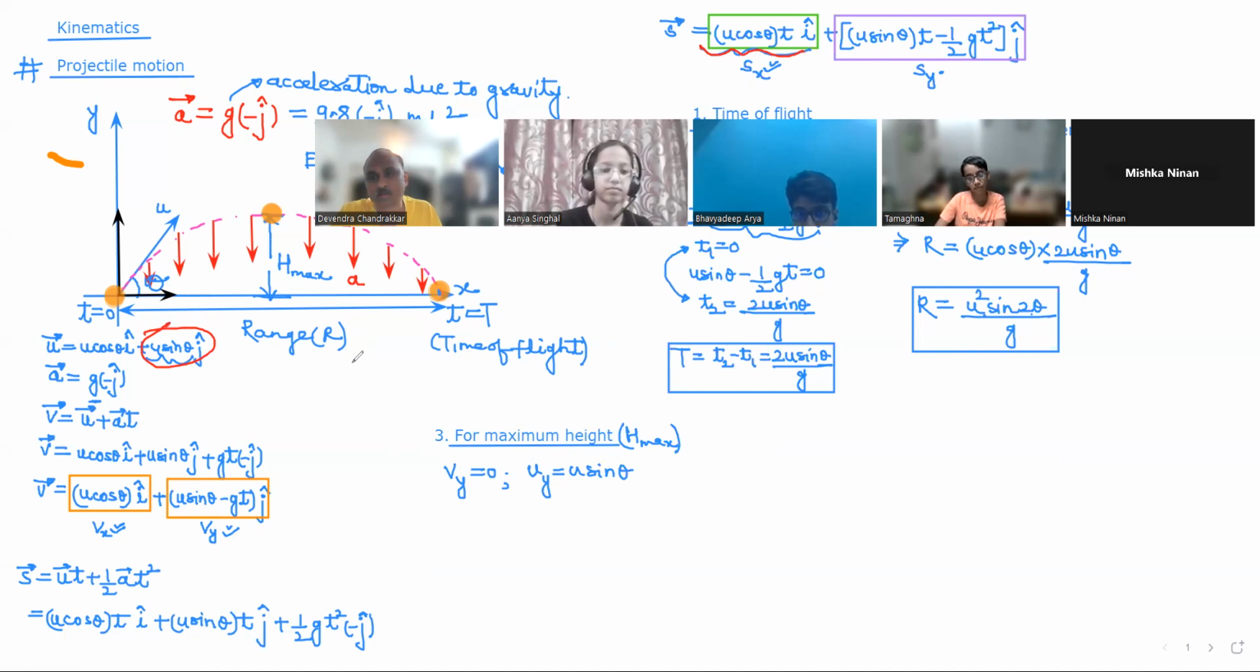Anya, Tamagna, Mishka. Mishka, yes, switch on your camera.